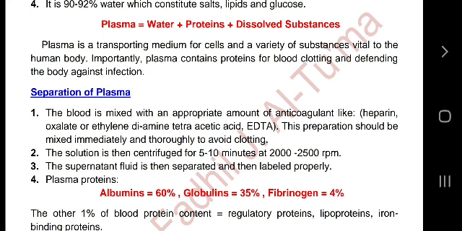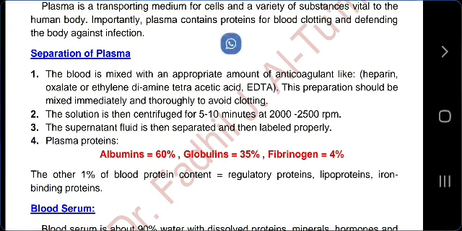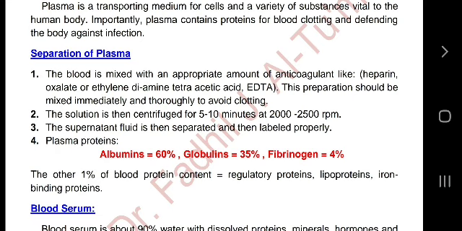The plasma contains proteins such as albumin. About 60% of protein found in the plasma is albumin. 35% of plasma proteins هو الglobulins, and about 4% هو الfibrinogen. The other 1% of plasma proteins content here regulatory enzymes, proteins, lipoproteins, iron binding proteins, and so on.